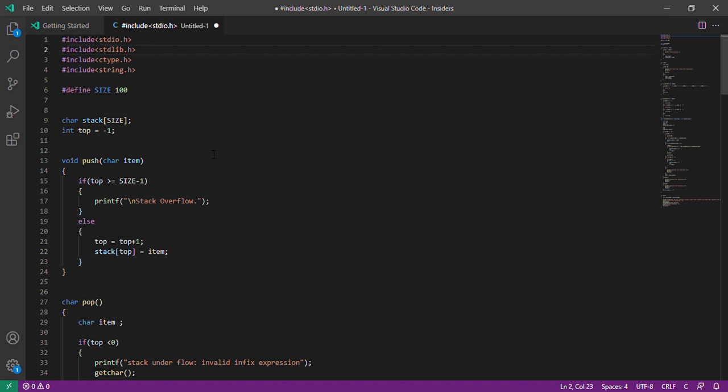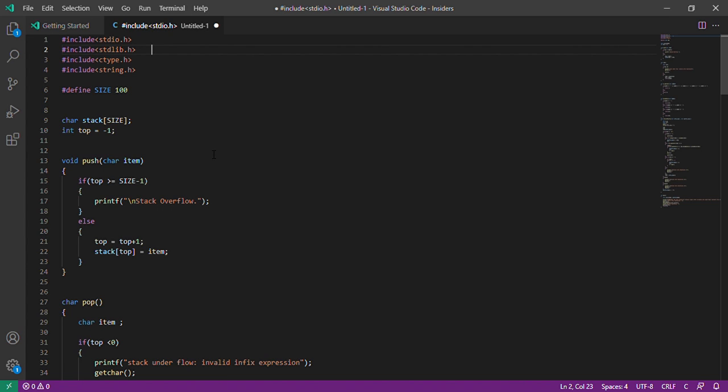So, the algorithm to convert infix to postfix expression. Let x be an arithmetic expression written in infix notation. This algorithm finds the equivalent postfix expression y. First step, push left parenthesis on stack and add right parenthesis to the end of x. Then second step, scan x from left to right and repeat steps 3 to 6 for each element of x until the stack is empty.